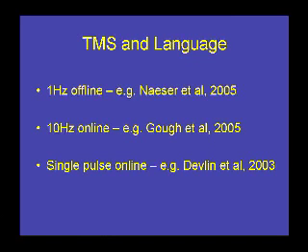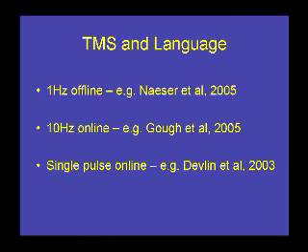A good example of this is Naeser et al. 2005, and I'll look at that study in a moment. I realise, having spoken to you, that a lot of you are actually familiar with this study, but I'll still go through it. The second type is another type of repetitive TMS, but at a much higher frequency, so 10 Hertz TMS. And that's online, i.e. when the subject is actually performing a task and you apply TMS on particular trials. And I'll discuss the study we did at Oxford for that.